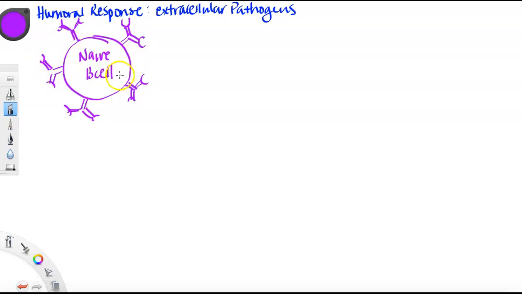Okay, because remember, this naive B cell is in the lymph node, and what's coming through there is lymph. Where does lymph come from? Blood.